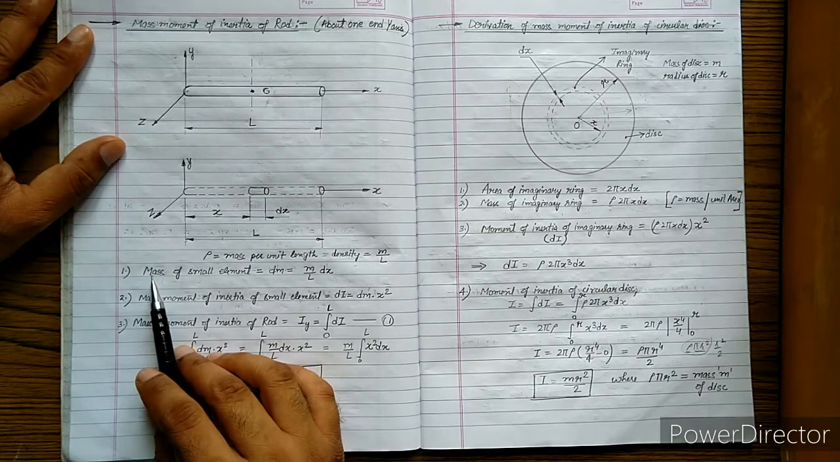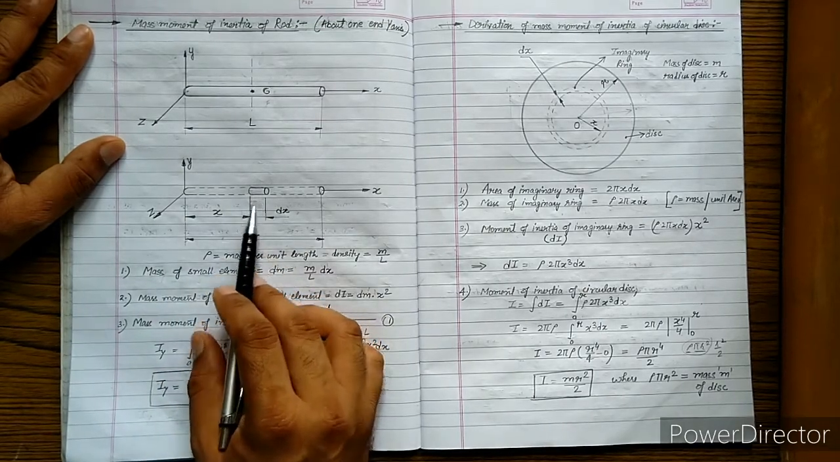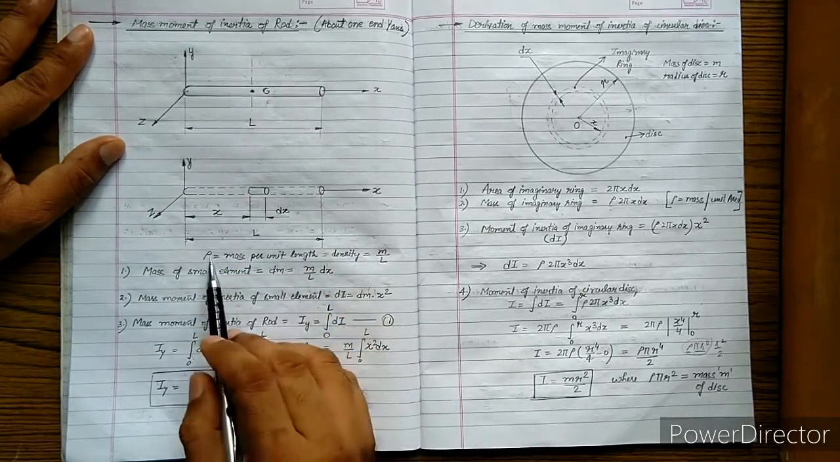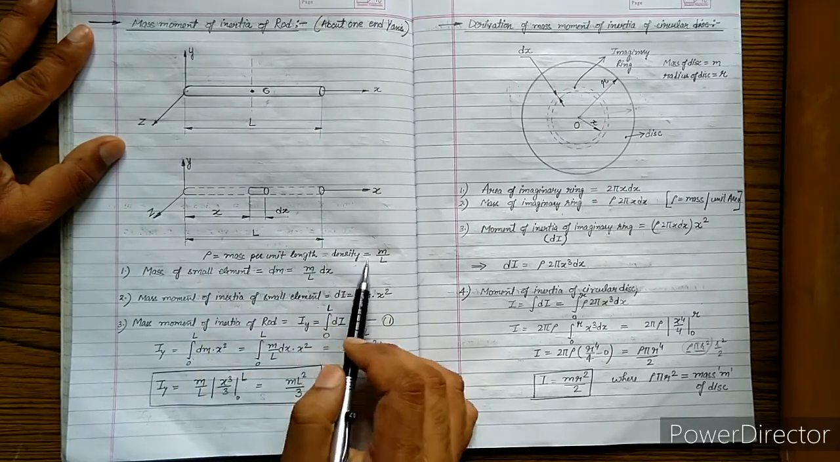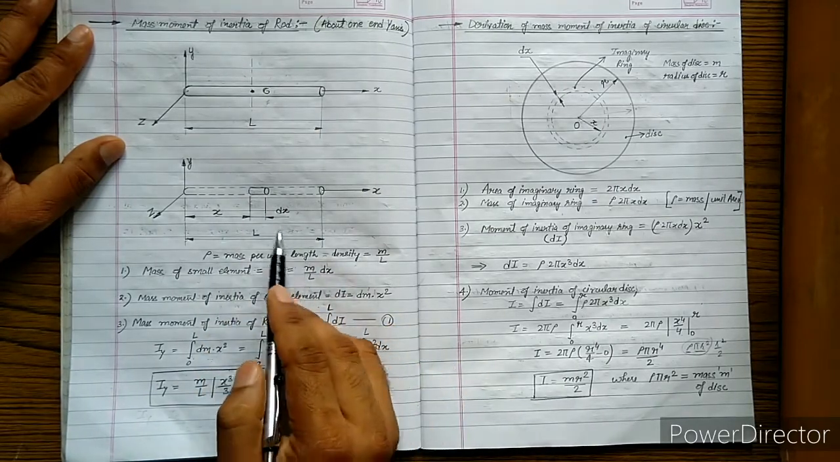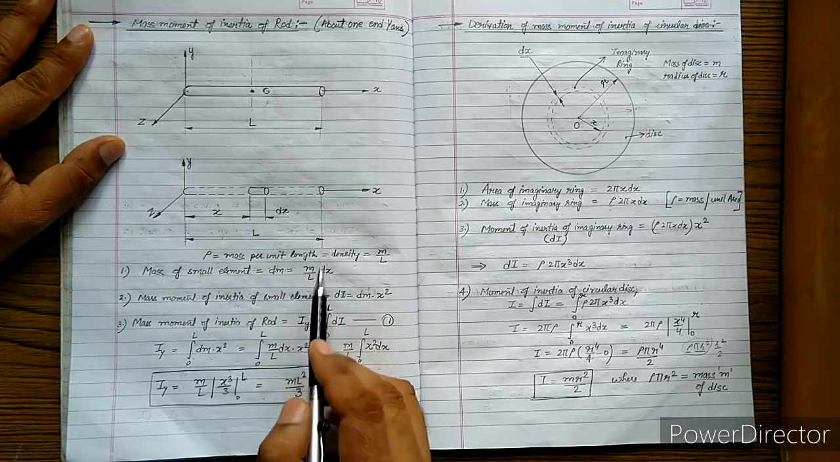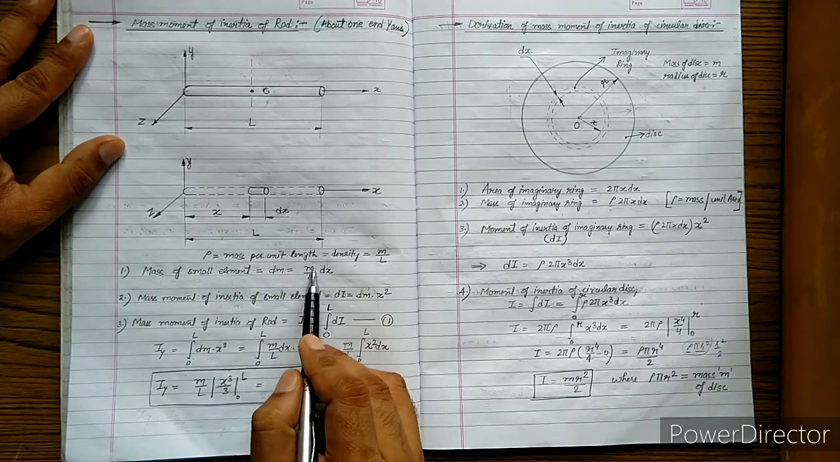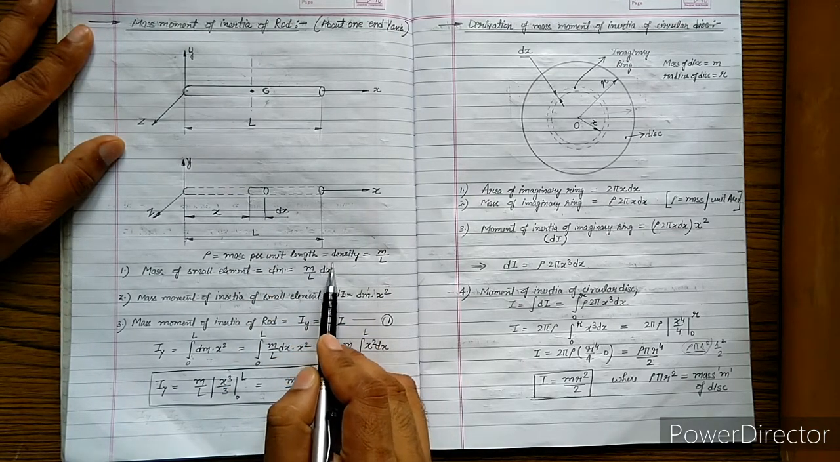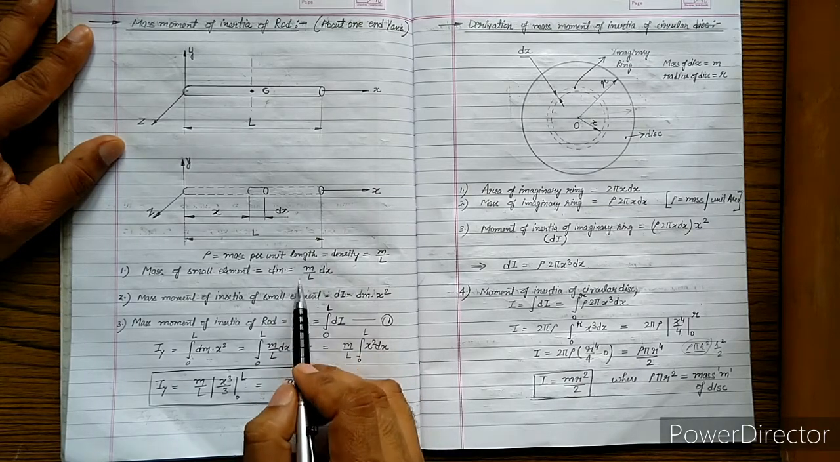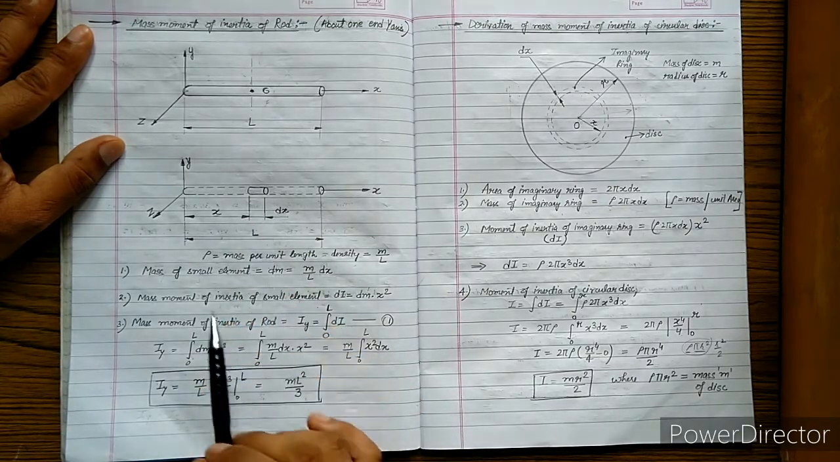So first step is we will find mass of the small element. How you will find the mass of small element? We will multiply the rho, that is mass per unit length, by its length, that is dx. So mass per unit length is m by L multiplied by its length, small element, that is dx. So this will become the mass of that particular small element.